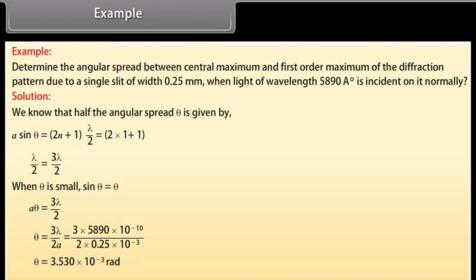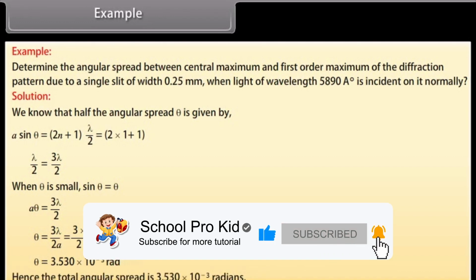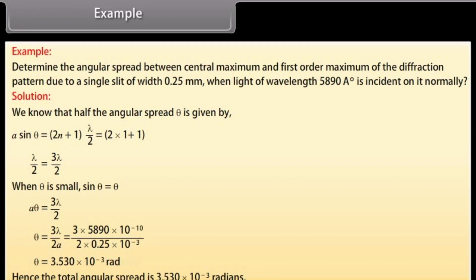On putting the values, we get the value of theta = 3.530 multiplied by 10 raised to the power minus 3. Hence, the total angular spread is equal to 3.530 multiplied by 10 raised to the power minus 3 radians.